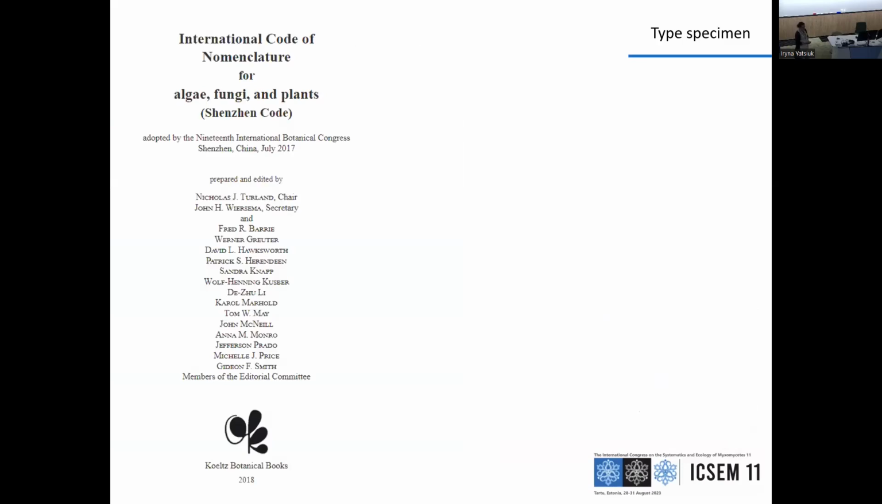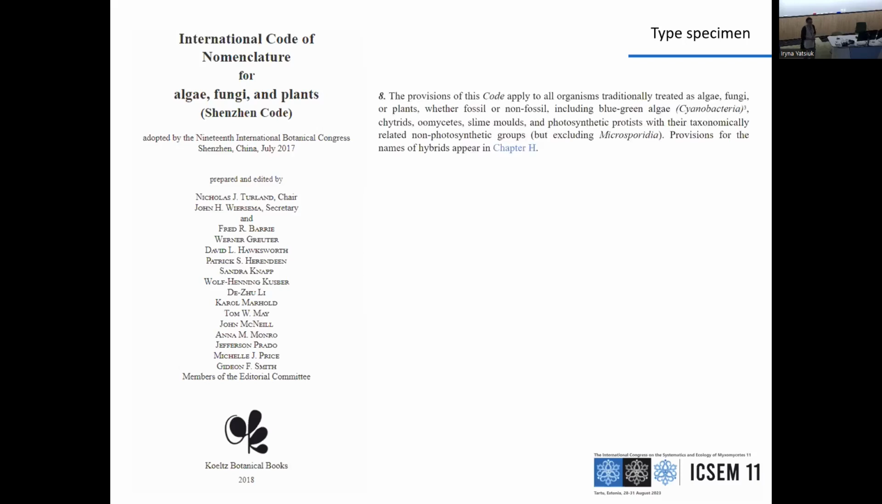But before I go to the detailed examples, I would like to start from the beginning, so to define the type specimen. There are several codes of nomenclature. One of these is the International Code of Nomenclature for Algae, Fungi, and Plants. And in this code, in point 8 of the preamble, slime molds are mentioned. So we can be sure that myxomycetes fall under the provision of this code.